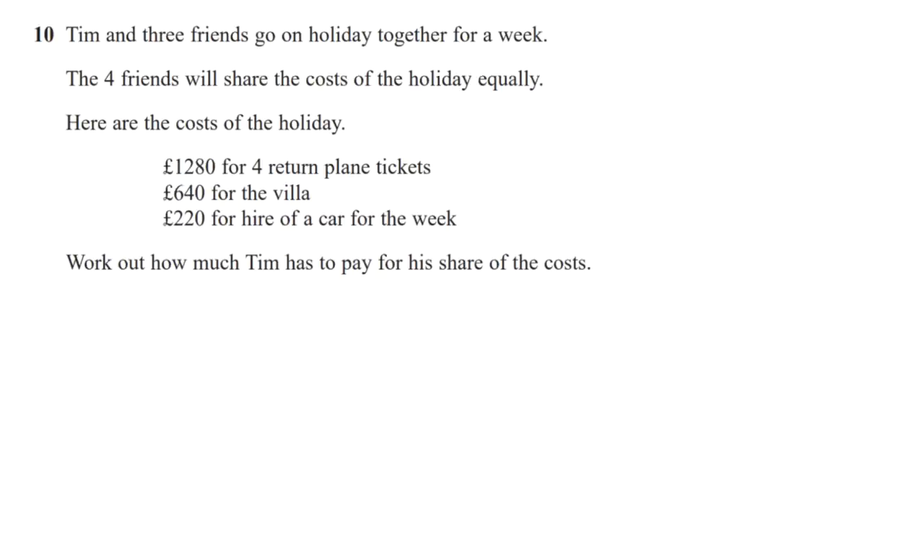10. Tim and 3 friends go on holiday together for a week. The 4 friends will share the cost of the holiday equally. Here are the costs of the holiday. £1,280 for 4 return plane tickets. £640 for a villa. £220 for hire of a car for the week. Work out how much Tim has to pay for his share of the cost.